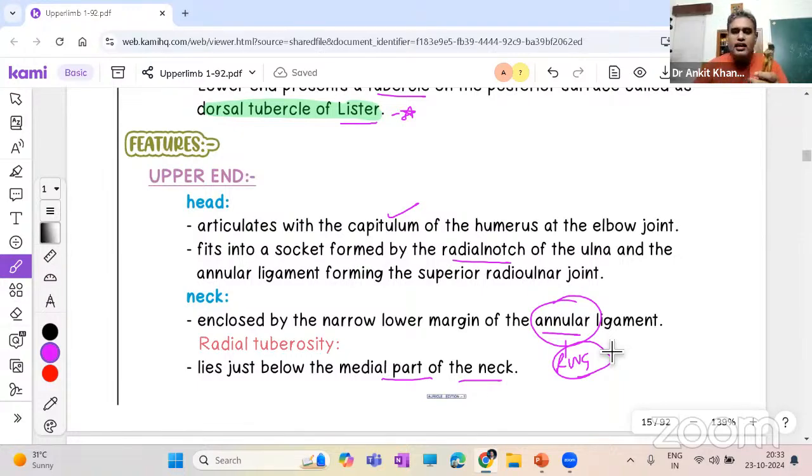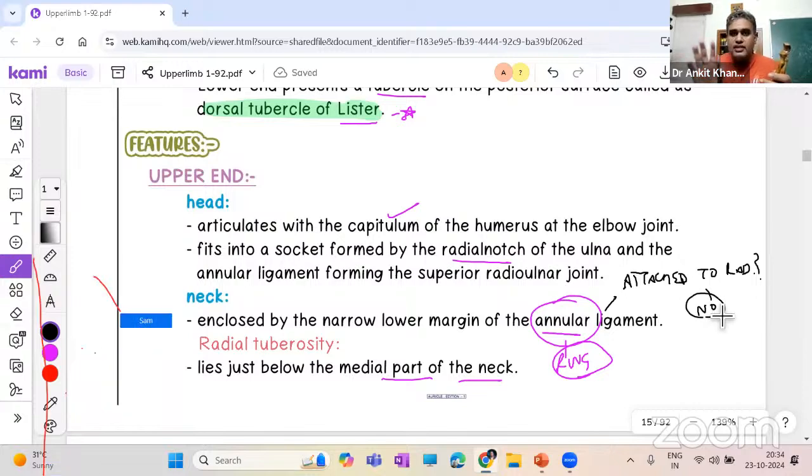Free meaning, if I ask you, is this ligament attached to radius? Answer is no. It is not attached to radius. It is close to the radius, but it is not attached. If it was attached to radius, then the movement of the head of radius, the movement of supination, pronation would not have been possible. So it is covering the head. It is not attached to radius. It is attached to the notch of the ulna. This is the very, very important annular ligament.